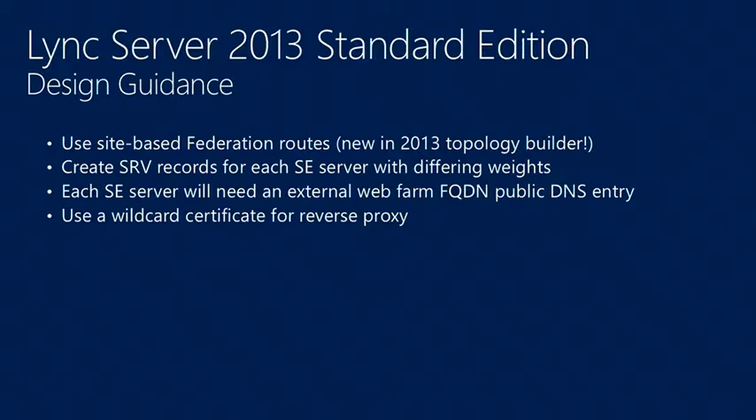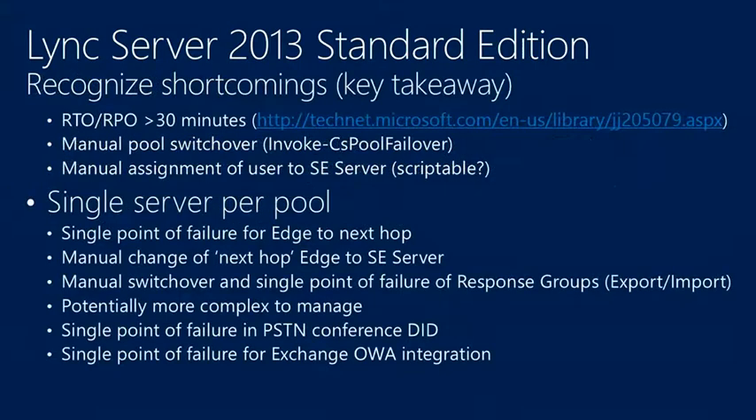Some design guidance: use SRV records for registration. We will need an external FQDN DNS entry because each standard edition server is a pool. Each pool has an internal and external FQDN. Using a wildcard certificate means if you were to deploy 10 of these, right, I don't need 10 names on that certificate. There are some caveats, right?